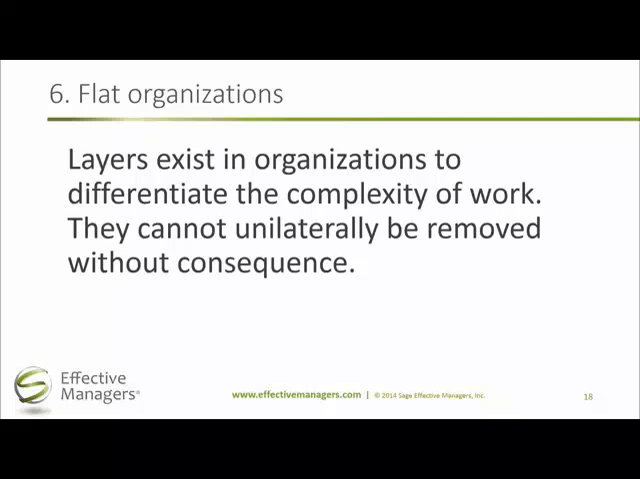And in fact, this can have an adverse effect on the quality of the organization because you're not having the appropriate level of oversight on that next level down.